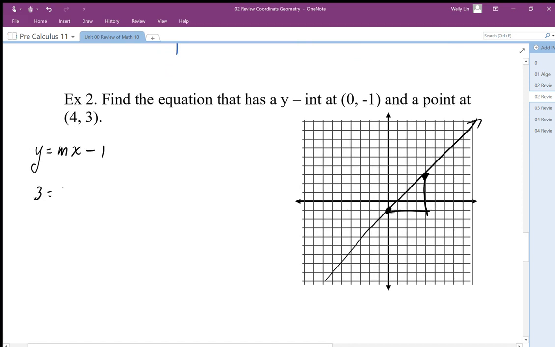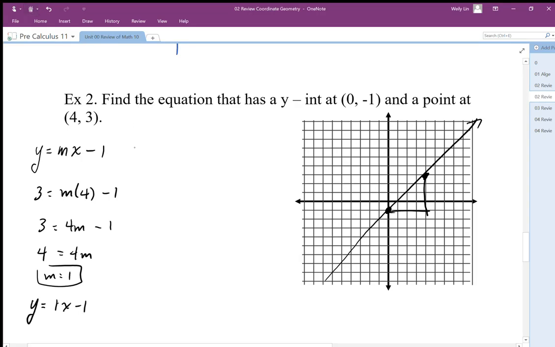So y equals m times 4 minus 1. So 3 is equal to 4m minus 1. So I get 4 is equal to 4m. M is equal to 1. So what I see in my picture is confirmed algebraically. And I get y equals 1x minus 1.